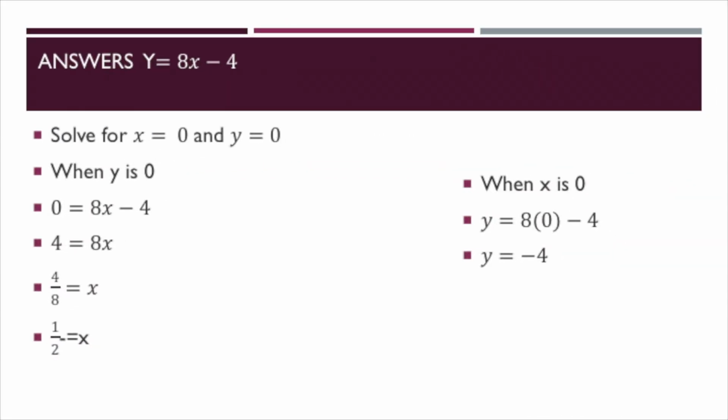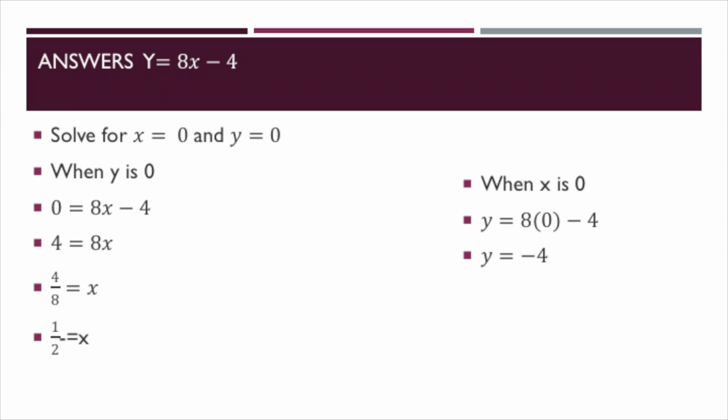So let's start with y equals 8x minus 4. Well, we want to solve for when x is 0 and y is 0, and let's start with when y is 0. Well, we know that 0 equals 8x minus 4. We add 4 to both sides, and we say 4 equals 8x. And we can divide by 8 on both sides, so we have 4 over 8 equals x. And x is 1/2.